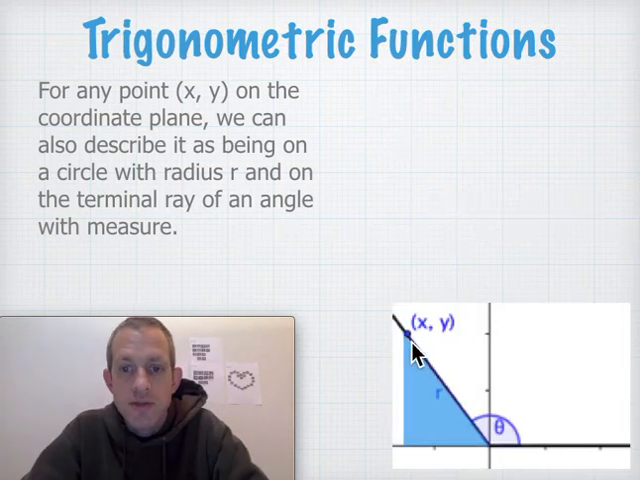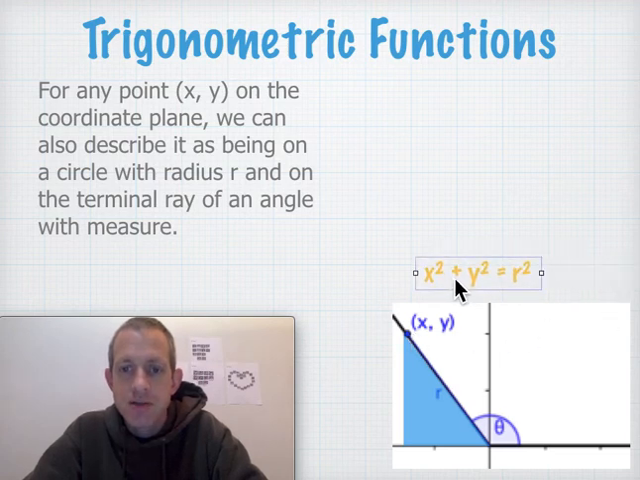So if we have a point, x y, and this distance away from the origin, they're related by way of the Pythagorean theorem. And so anytime you know the coordinates of a point, you can calculate this radius by simply solving with x squared plus y squared equals r squared.